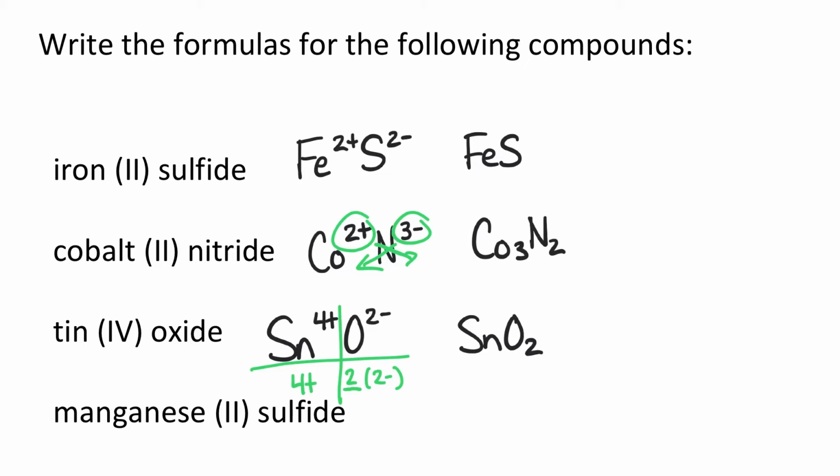And we're looking at the last example, manganese 2 sulfide. Manganese is Mn. It has a 2 plus charge in this case. Sulfide is S, and it has a 2 minus charge. So those are going to balance out. So our final formula would be MnS.